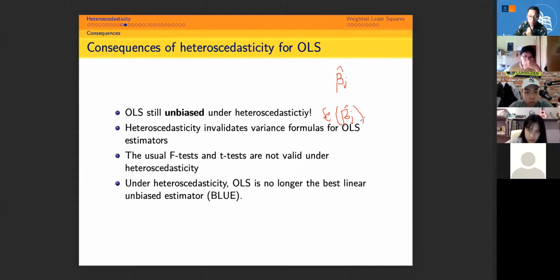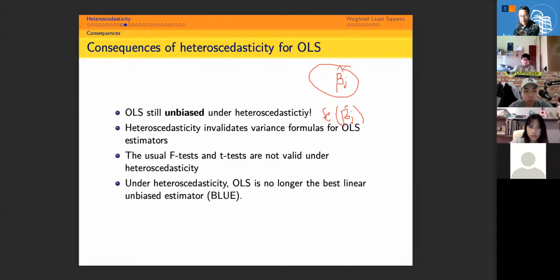Now, what is the consequence of heteroskedasticity to these estimates? Basically, heteroskedasticity does not affect the estimated coefficient. So in this particular case, there is no issue in the estimation of the beta hat J. As long as the first four assumptions are fulfilled, then you'll still get an unbiased estimate of beta hat J.